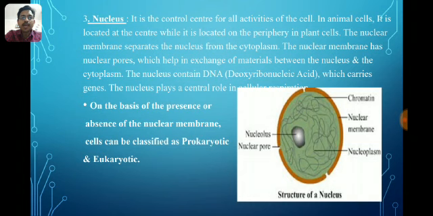This type of nucleus is found in eukaryotic cells. It is called a well-defined nucleus. One more special thing is visible inside the nucleus, that is called nucleolus. Nucleolus is the factory of ribosomes.